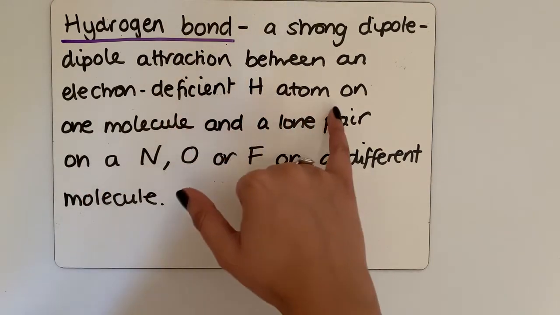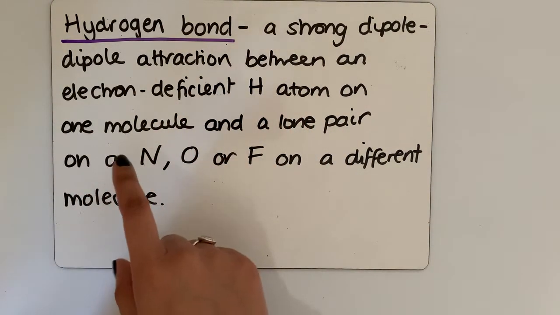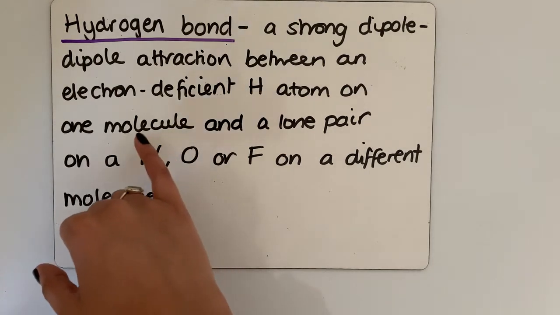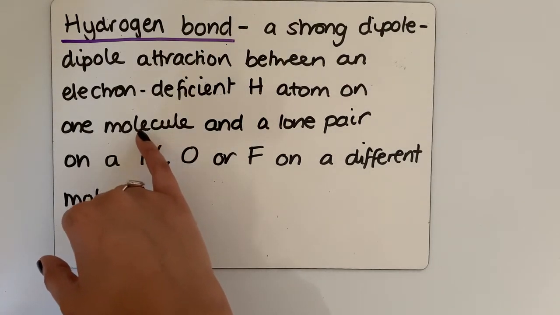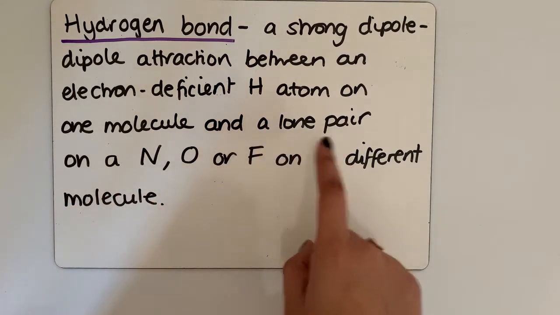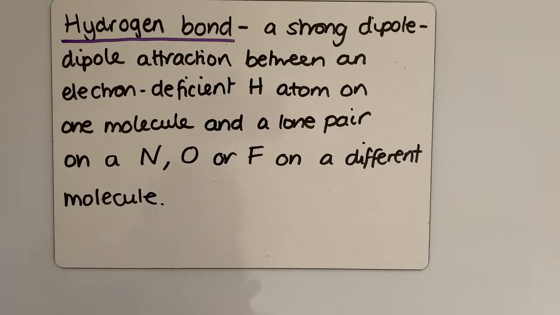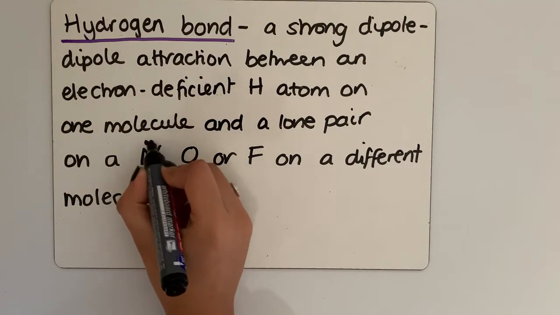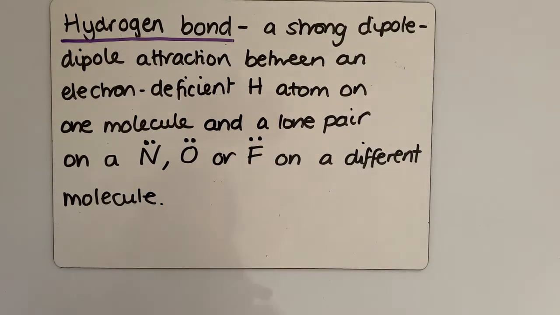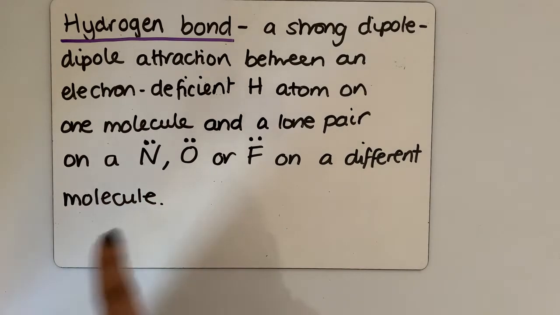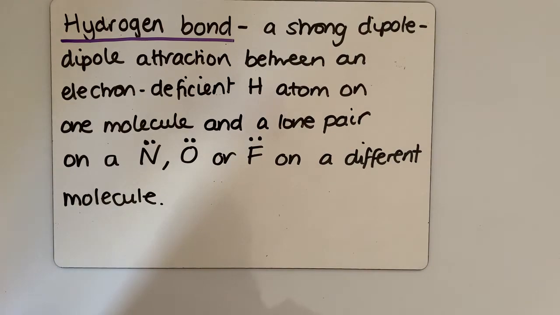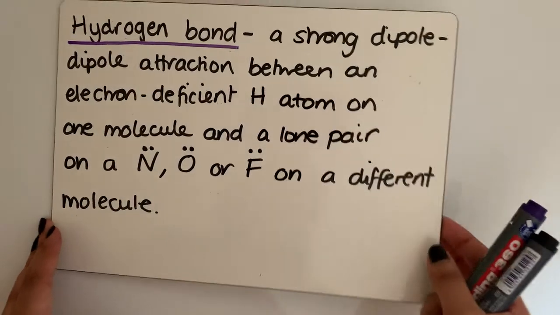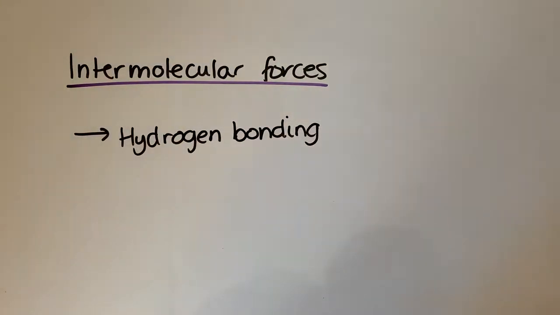So it's between an electron deficient hydrogen atom on one molecule. So remember, it's between different molecules. So it's the H delta positive on one molecule and the lone pair on a nitrogen, oxygen or fluorine on a different molecule. So if the nitrogen, the oxygen and the fluorine have a lone pair, you are going to find a hydrogen bond between the lone pair on one of these and the hydrogen delta positive on another molecule. Okay, so let's now have a look at that. So that means if the molecule contains nitrogen, oxygen or fluorine, you are likely to have hydrogen bonding between them.